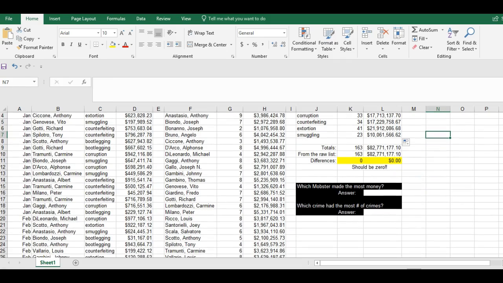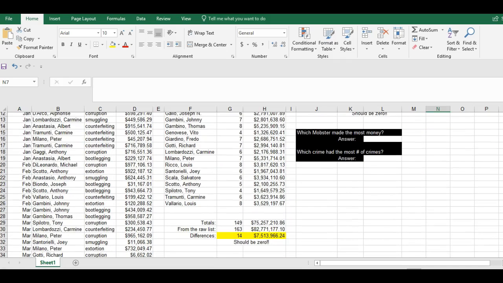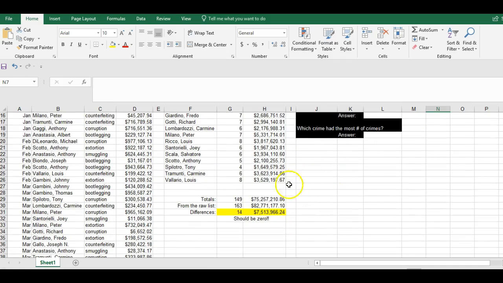I'm not sure if I'm doing a really good job explaining this. It's kind of hard to put into words, but we have another issue here. Look, this is supposed to be 0, but it's not. So I'm thinking we have another problem with our absolute references.